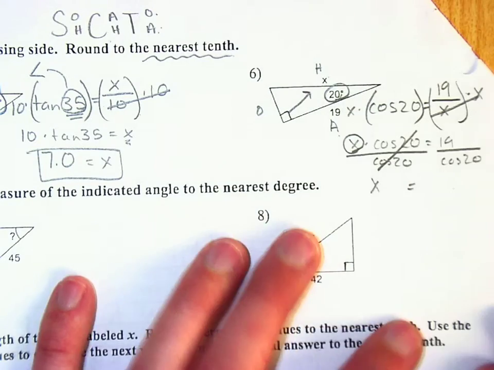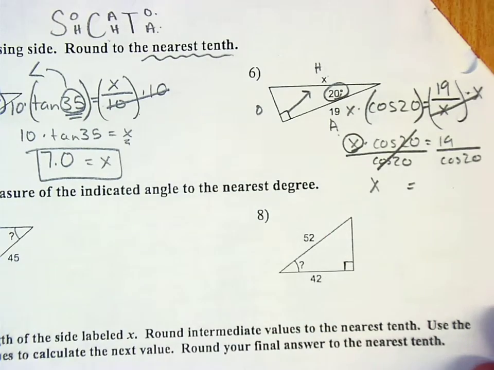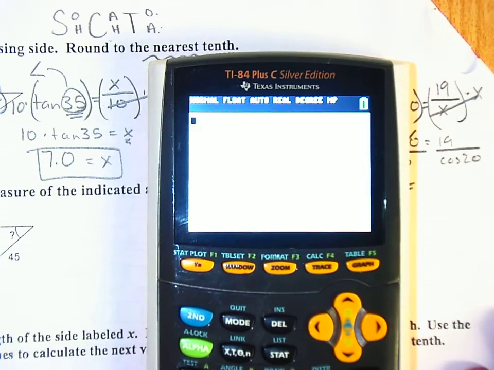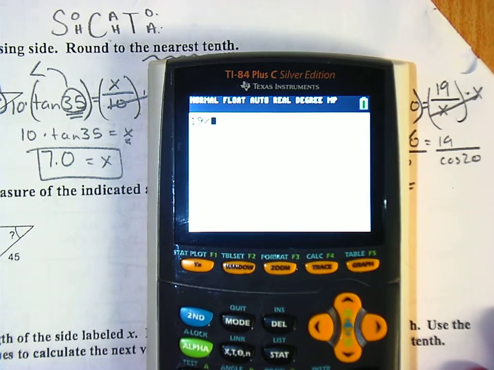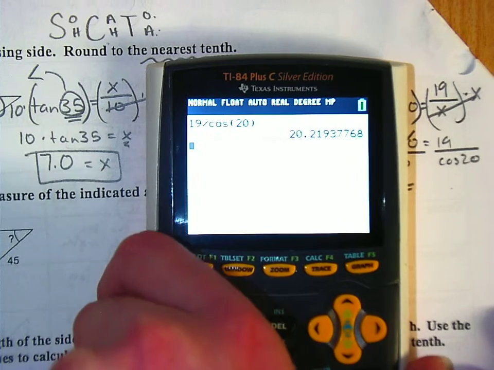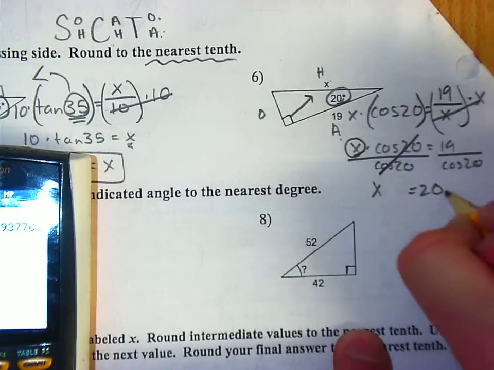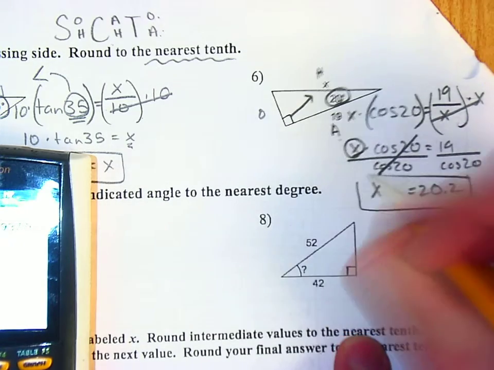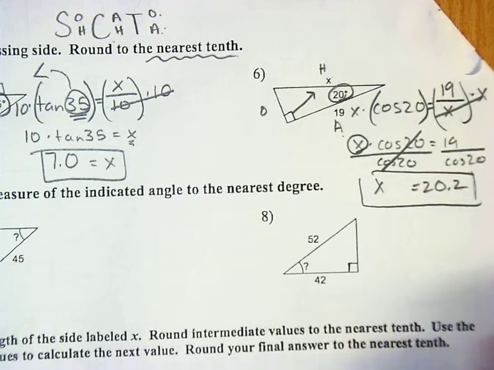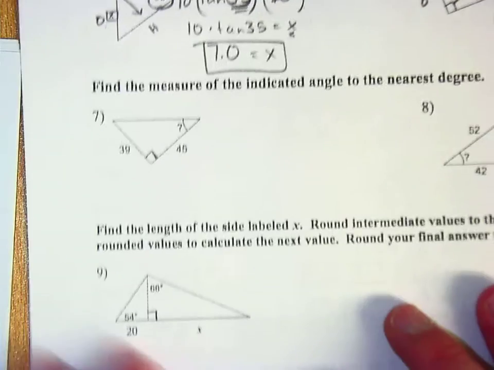Now that we've done that, x is alone, so we can plug it into the calculator exactly how we see it. 19 divided by cosine of 20, enter. And we get 20.2 when we round to the nearest tenth. 20.2. No units, so we don't need to put them. That's if you're solving for a side.